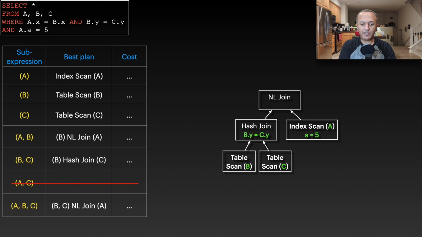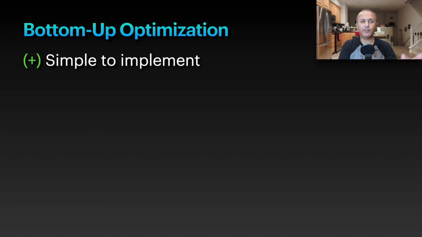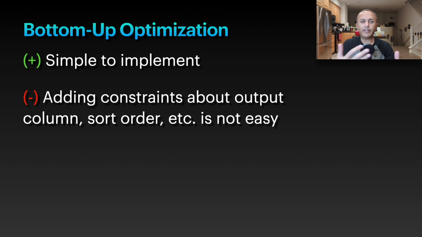So this is the bottom-up approach. As we can see, this is simple to implement because it just iterates over the subplans with one table, subplans with two tables, subplans with three tables, and so on. It's very straightforward. One potential issue with this approach is that it's not easy to start considering some constraints about, let's say, the order of the data or what columns we want to output.